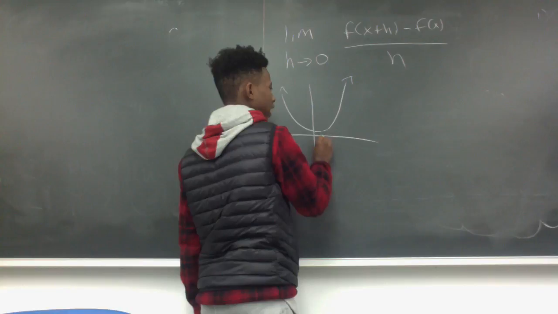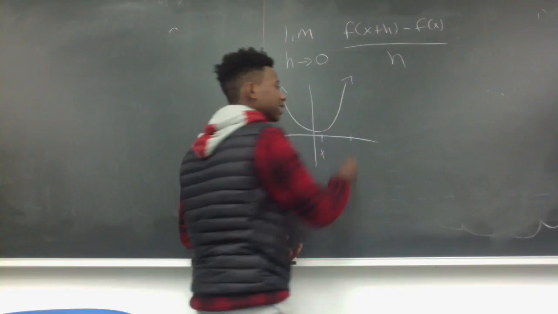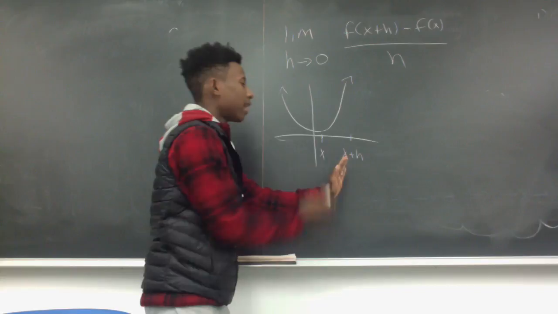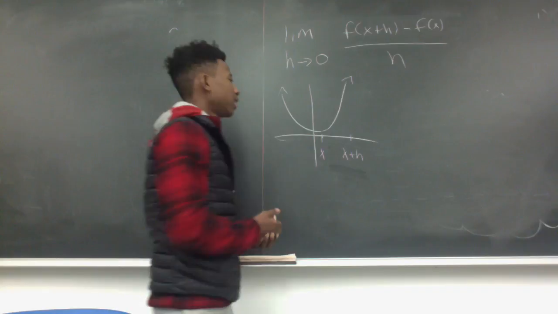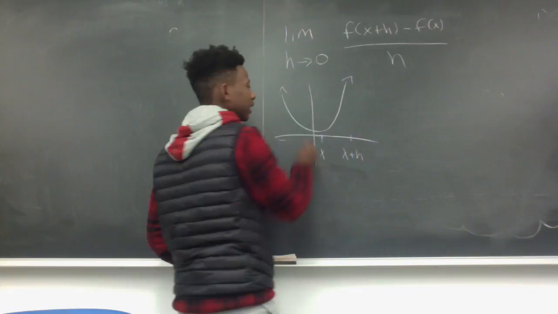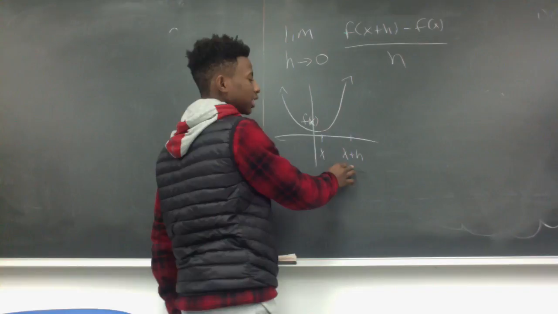You have your point x here. And then far off, you have another point. We'll label it x plus h. Here, the x plus h, the h only identifies the distance away from x it is. So you don't have to worry much about it. And now, once again, slope is just rise over run. So the change in y over the change in x. The y coordinate for x here is f of x. The y coordinate for this point here is f of x plus h.